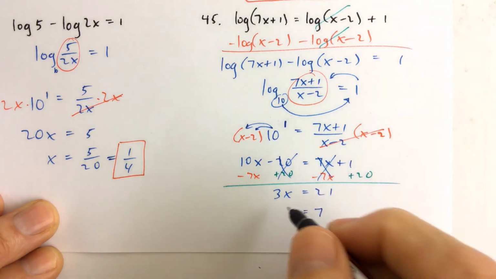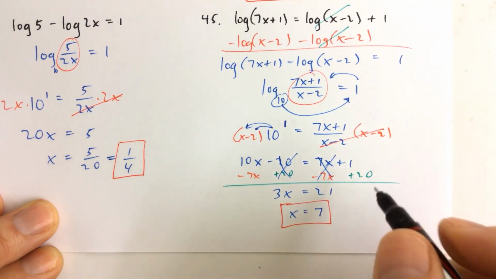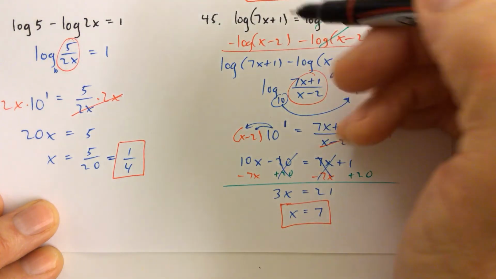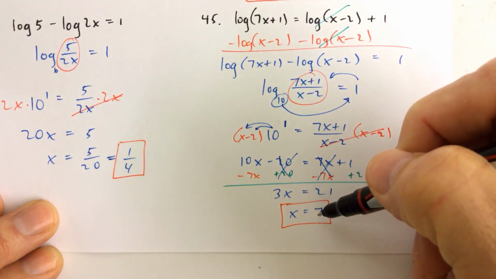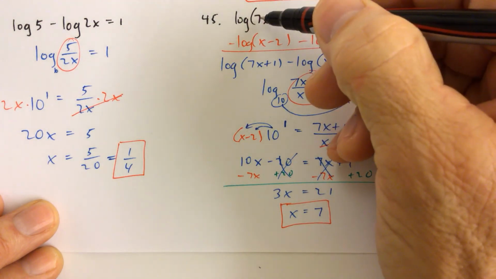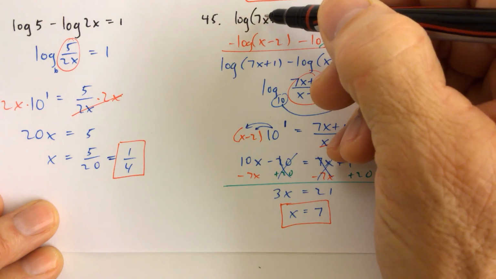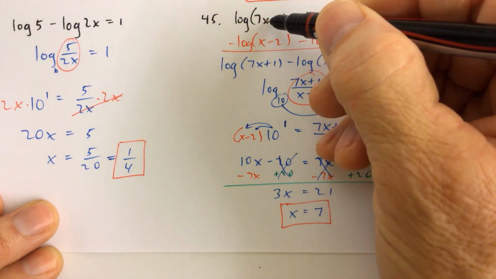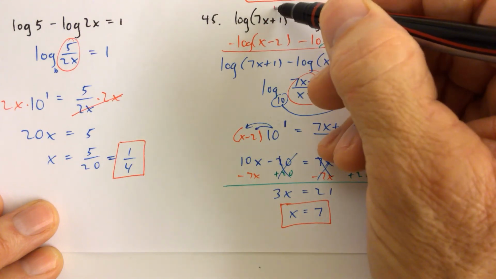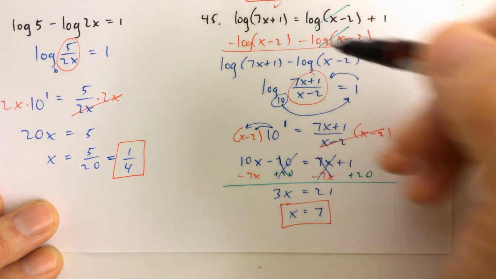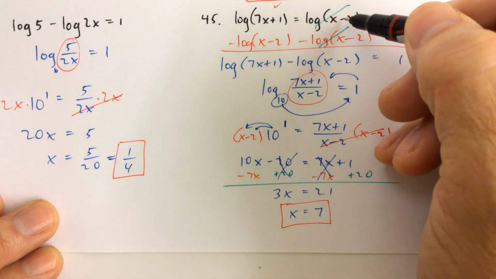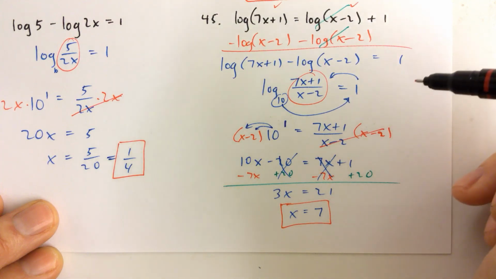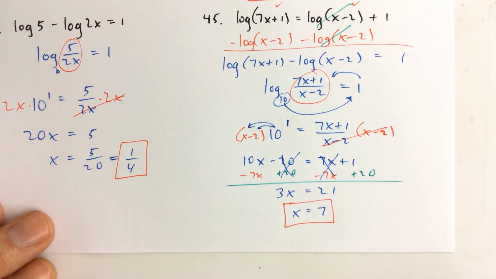Again, we always have to check that we can put that number back into the original equation, and make sure that number doesn't make an argument 0 or negative. If we put a 7 in for x, we get 7 times 7 is 49 plus 1 is 50. That argument checks out, so we're allowed to plug 7 in. Over here, 7 minus 2 is a positive number as well, so we're allowed to plug 7 back in. So we have to make sure we always check.